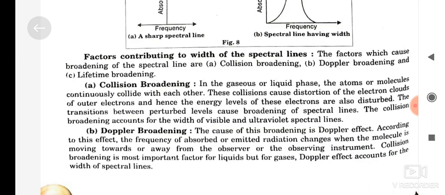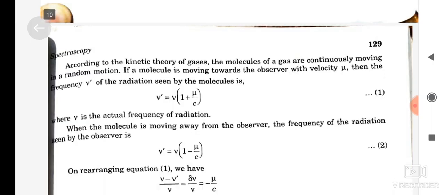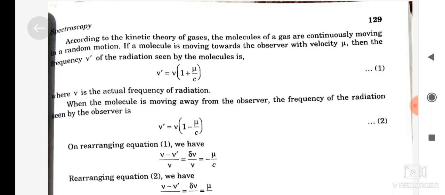Doppler broadening. The cause of this broadening is the Doppler effect. According to this effect, the frequency of absorbed or emitted radiation changes when the molecule is moving toward or away from the observer or the observing instrument. Collision broadening is the most important factor for liquids, but for gases, the Doppler effect accounts for the width of the spectral lines. According to the kinetic theory of gases, the molecules of gases are continuously moving in random motion.